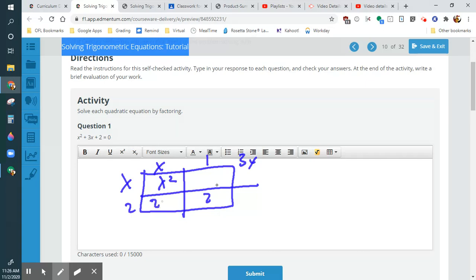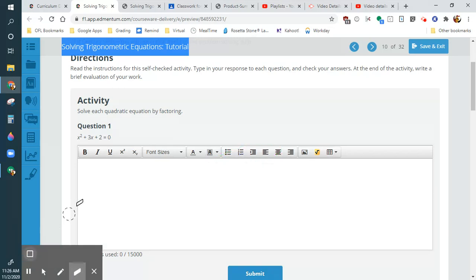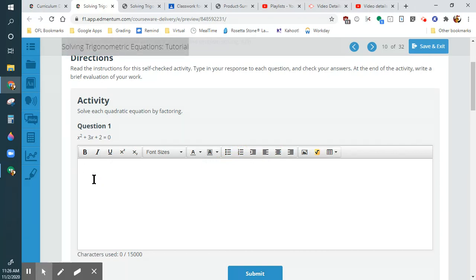2 times x gives us 2x. 1 times x gives us x. And these do add up to make a +3. So that's our work for this. So this is going to end up being parentheses x plus 2 parentheses x plus 1 parentheses equals 0.